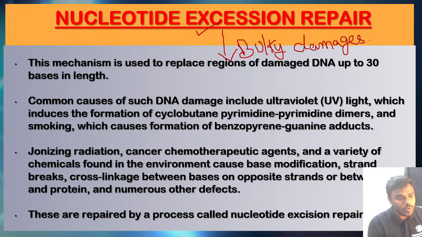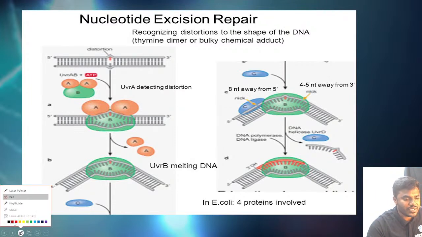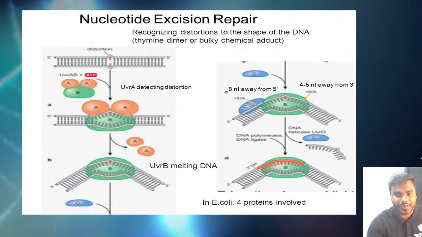What do you mean by the word bulky damages? I'm going to tell you. When our DNA gets exposed to high-intensity sunlight, what is going to happen, friends? A bulk amount of nucleotides get damaged. So all that bulk amount of damaged nucleotides has to be replaced with healthier ones. I will explain twice and I will show you a very good animation. You will get a crystal clear idea.